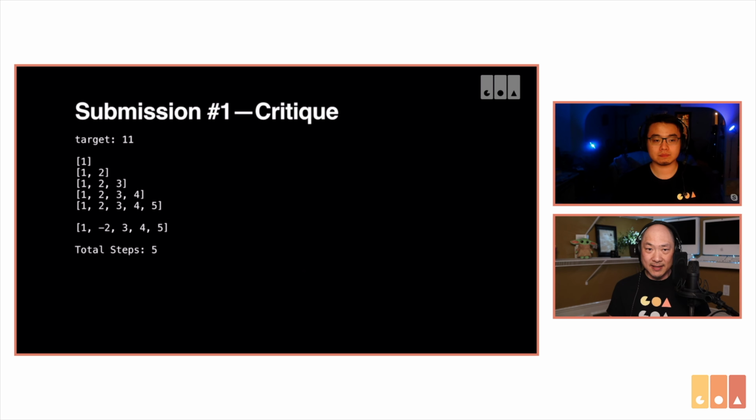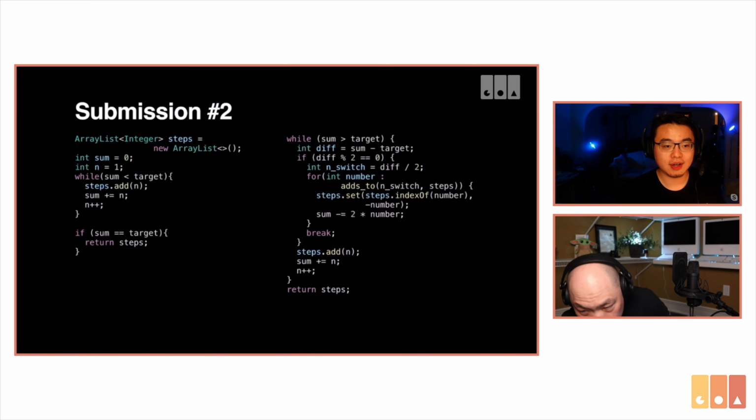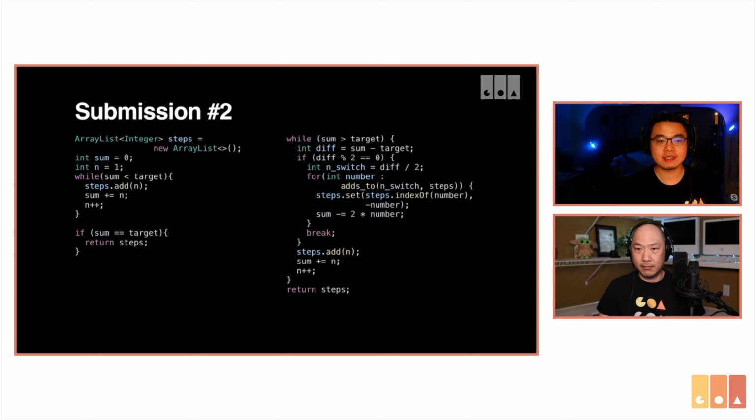Okay, let's go to the next submission. This one is from Irene. This one, Irene has a while loop, and we basically continue to add steps while we're still underneath the target that we want. Once we break out of that while loop, we check the if condition to see if we hit the target.